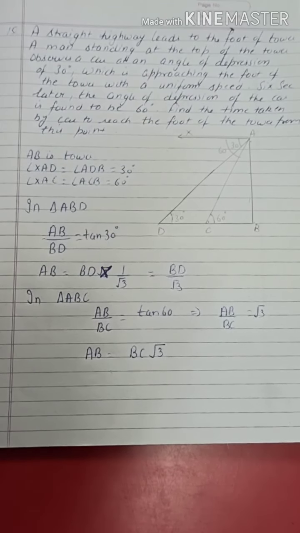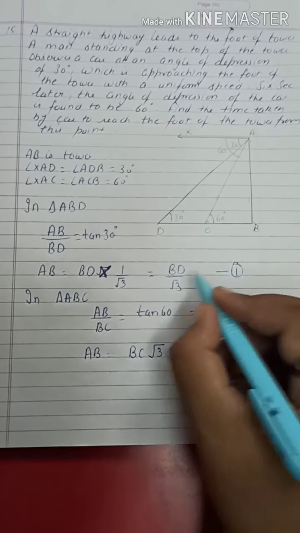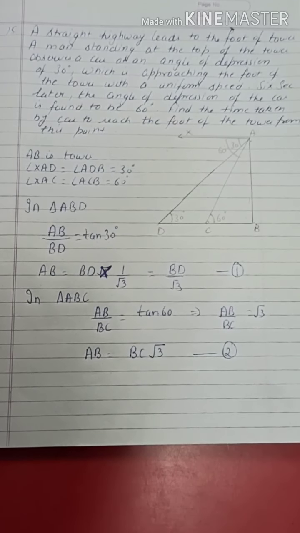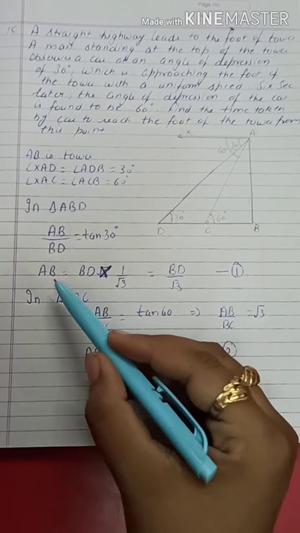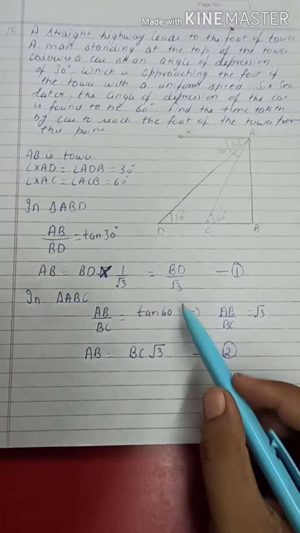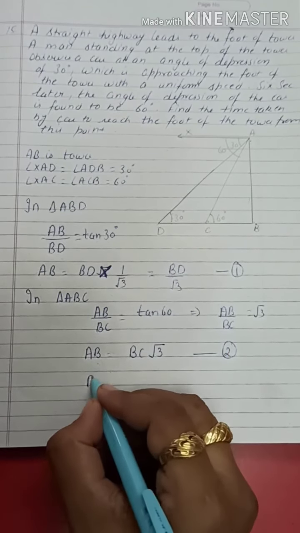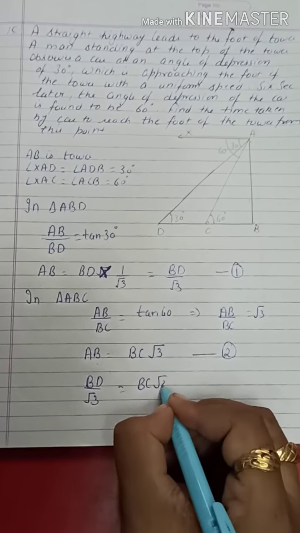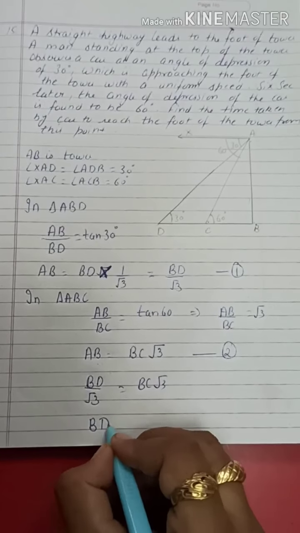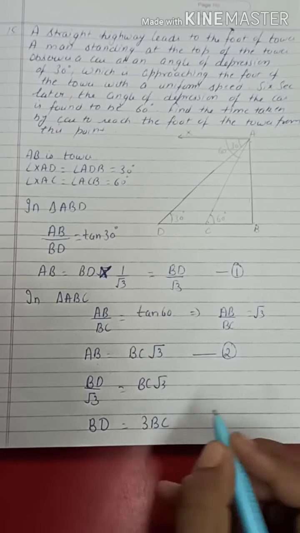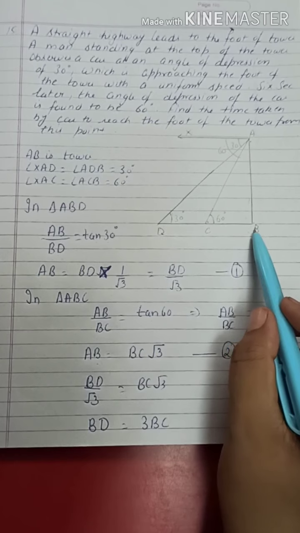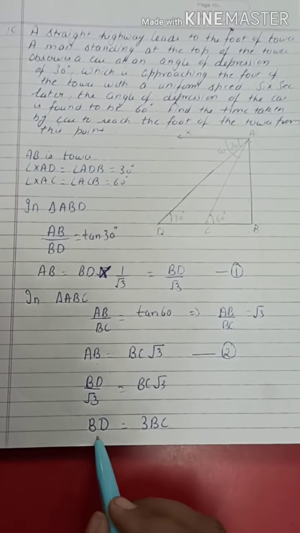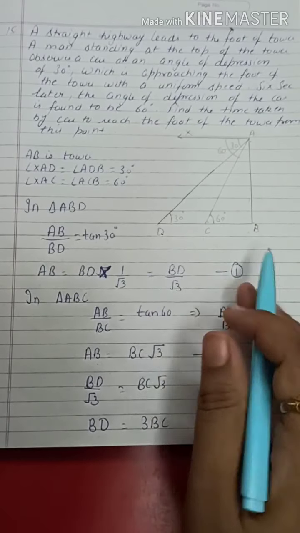Now you can see this is equation number 2. I will take AB equals BD upon root 3 and AB equals BC root 3. Now you can see that AB is the same, so you can equate the other two sides: BD upon root 3 equals BC root 3. Take root 3 to the other side, BD equals 3BC. Now you can see that BD is the sum of BC plus CD. So in place of BD we will substitute BC plus CD.